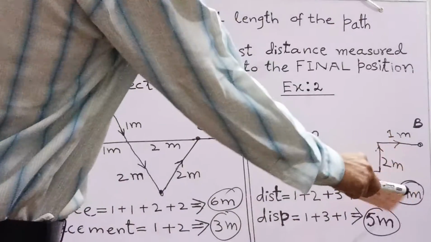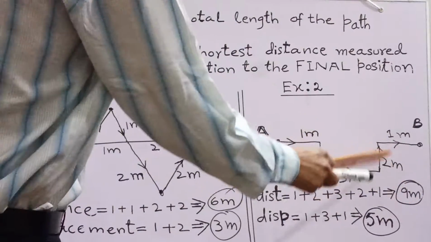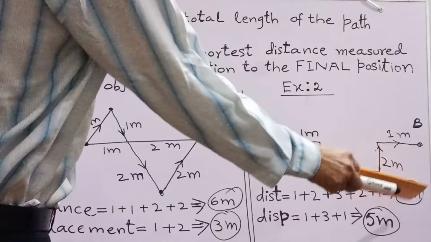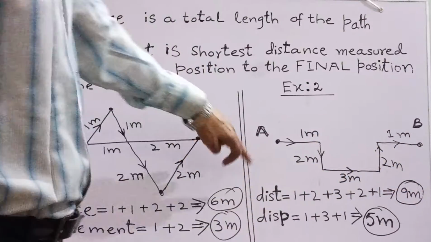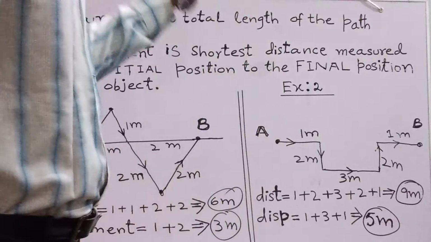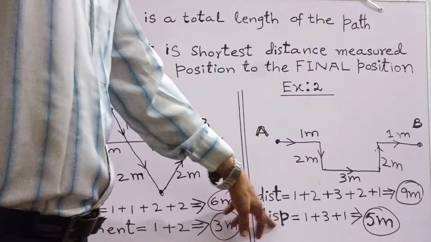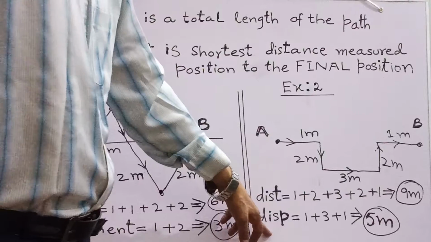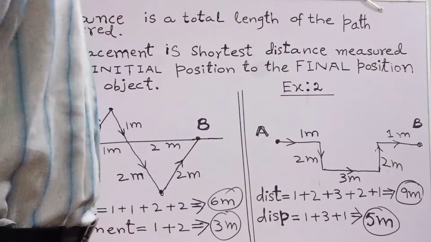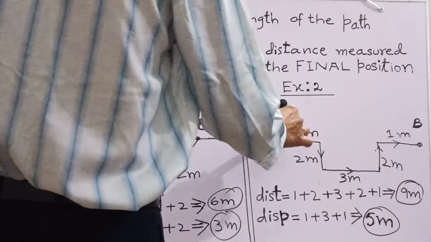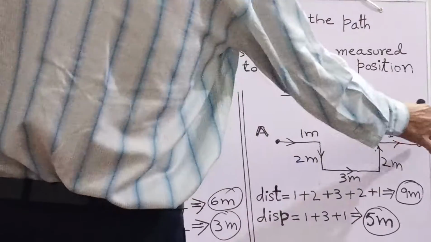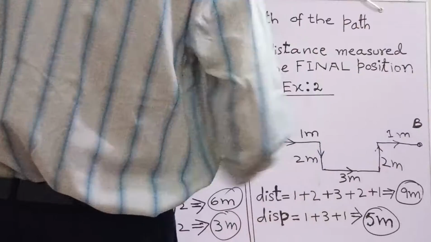Hence, 9 meter is the total length of the path covered, which according to the definition is called distance. DIST means distance. Now let's calculate the displacement. DISP means displacement. So for the displacement, we apply the shortest distance. So the shortest distance is from here to there along this path.